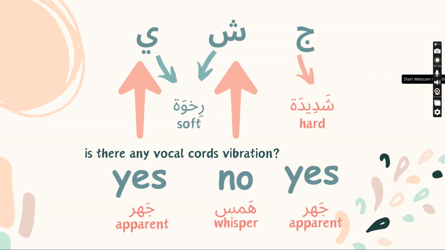It terminates. But is there any vocal cord vibration? Yes, with the jim, yes. With the ya, yes. So they both have this apparent character, but there's no vocal cord vibration with the sheen because it has this airflow, hums. Okay? So this is the difference. This is how we say this is the difference between the different letters. They are emitted from the same place, but what differs between them is their characteristics.